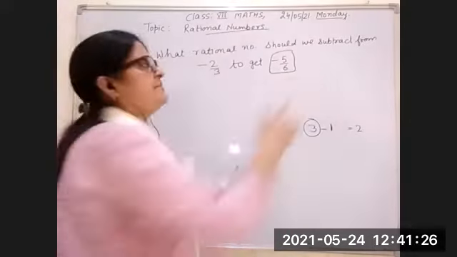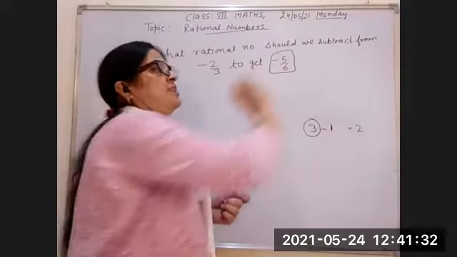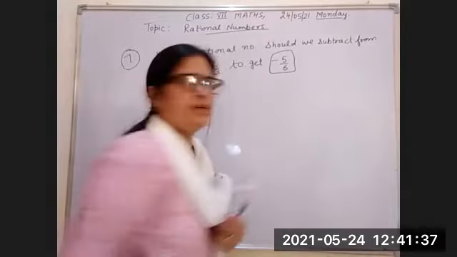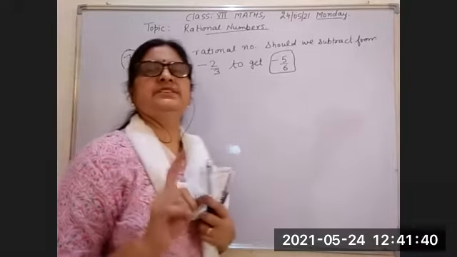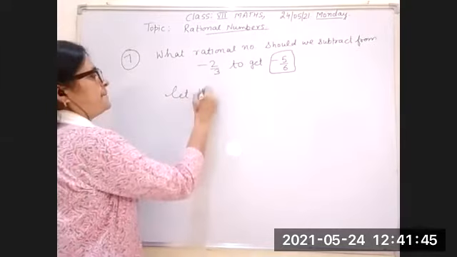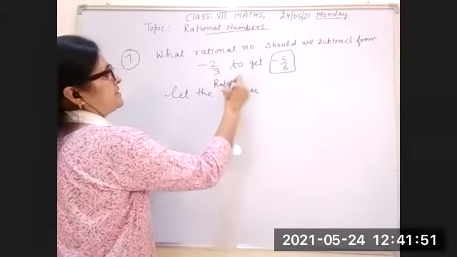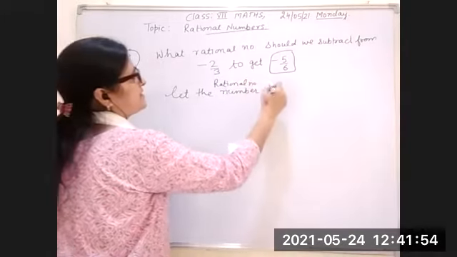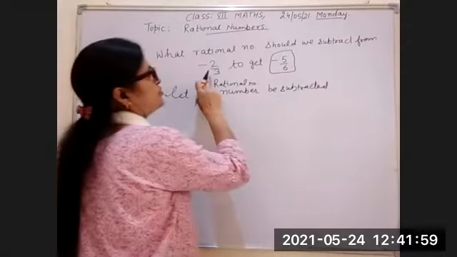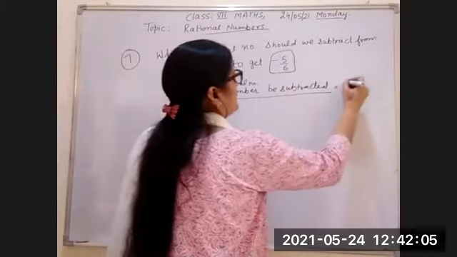From minus 2 upon 3, which number we subtract? The result is minus 5 upon 6. Now we have to let the rational number. What is the rational number? The number which is written in the form of P upon Q. So you let the rational number be subtracted, from minus 2 upon 3 to get the result minus 5 upon 6. So I let the rational number, that is x.